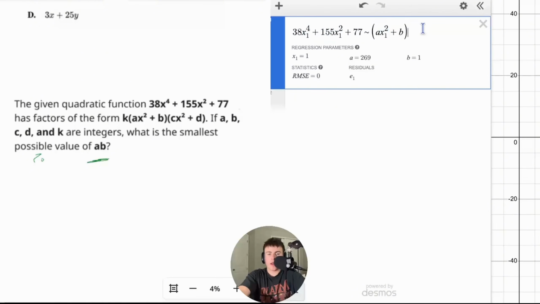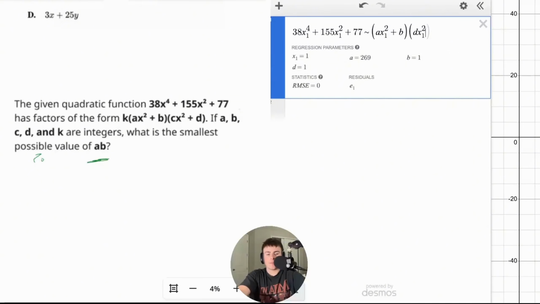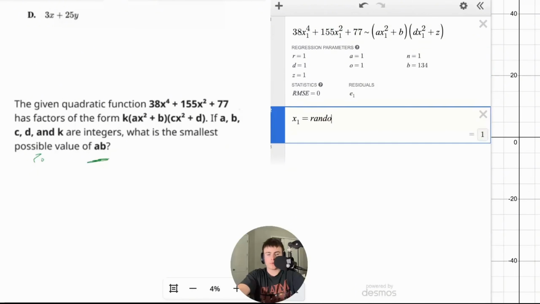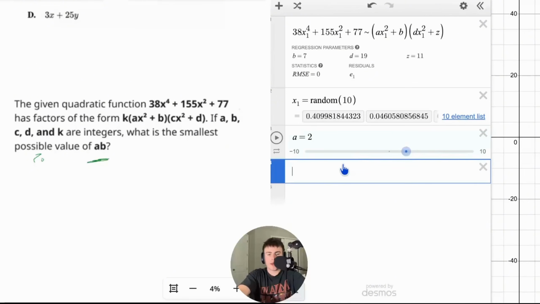I have a squared here. I need to add another factor that's also squared to make x to the fourth. So let's just say dx squared plus z. This is a dummy factor, I call it. Basically, this is a factor that combines with this factor here, and it makes it equal to this structure, because we have to the fourth power and then squared. And now we still say x1 is random 10. And it's the same process. Say a is 1, a is 2, ab is still 14.